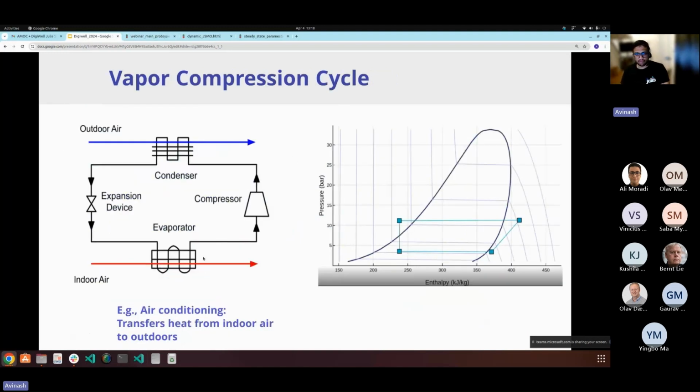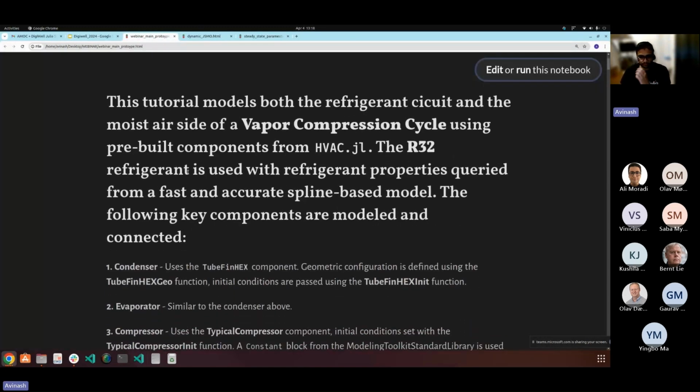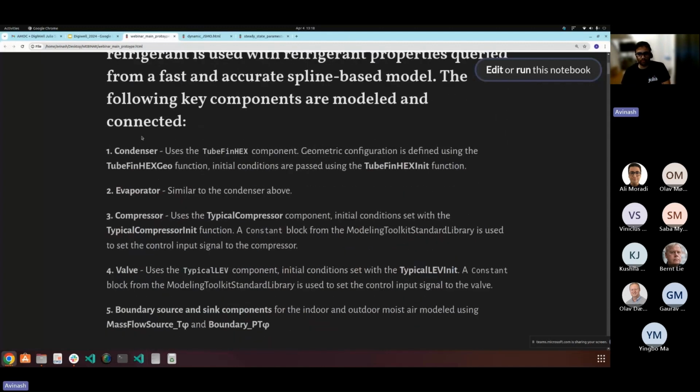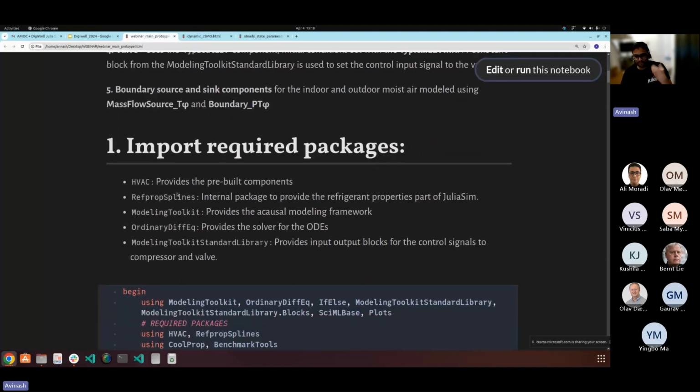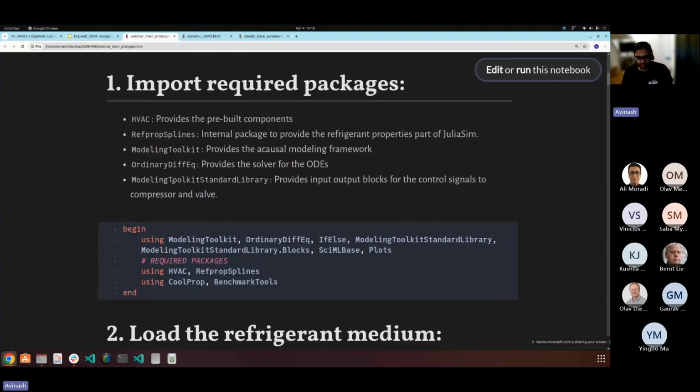So yeah, I'll give a quick demo of this vapor compression cycle, in which you have the condenser, evaporator, compressor, valve model. So I'll just switch here. So as I mentioned, we provide pre-built components for these, and so in terms of workflow, one would import the required packages. So for instance, ModelingToolkit, which is a symbolic programming language, and solvers and so on. We also import CoolProp, but in this case just for comparison, it's not a dependency.